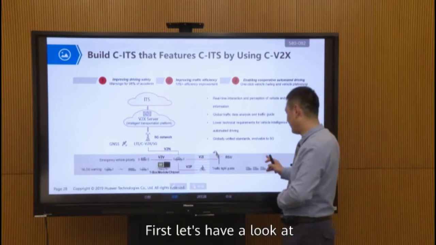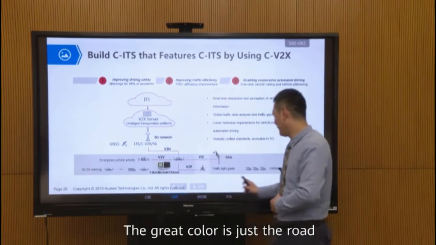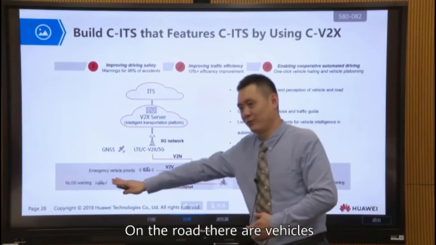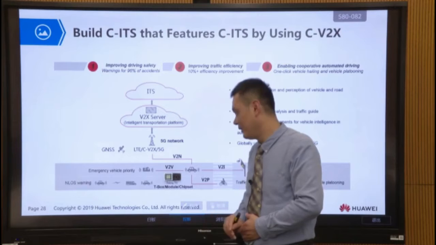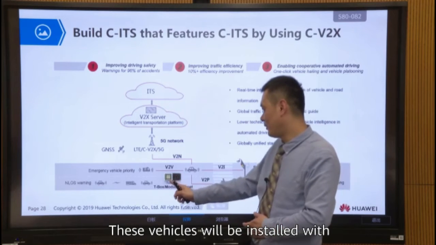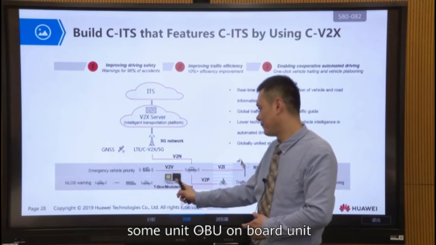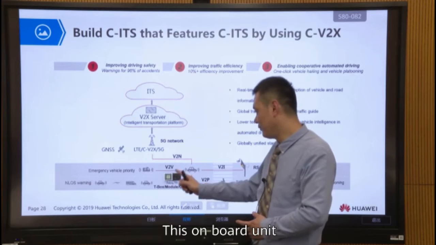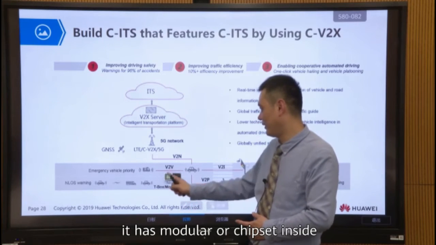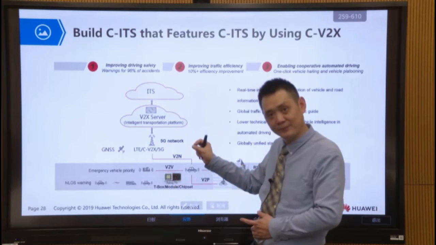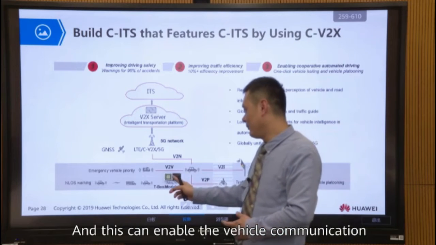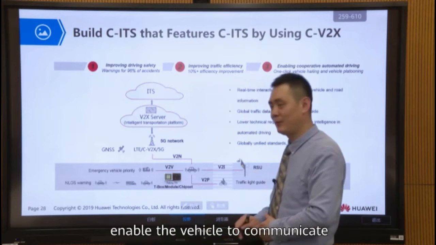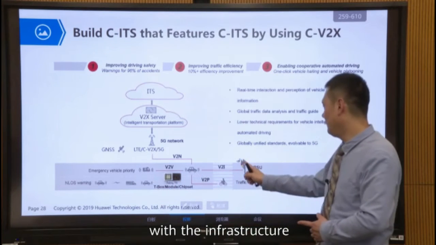First, let's have a look at the gray color part. The gray color is just the road. On the road, there are vehicles. These vehicles will be installed with some unit, OBU, onboard unit. This onboard unit has a module or chipset inside. It's just for the communication. And this can enable the vehicles to communicate with each other. And it can also enable the vehicle to communicate with the infrastructure.